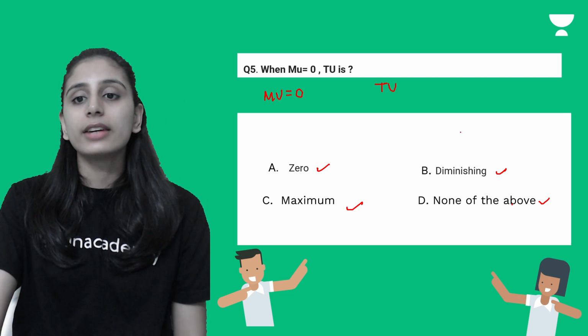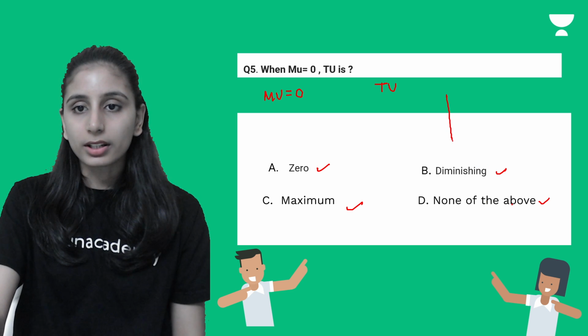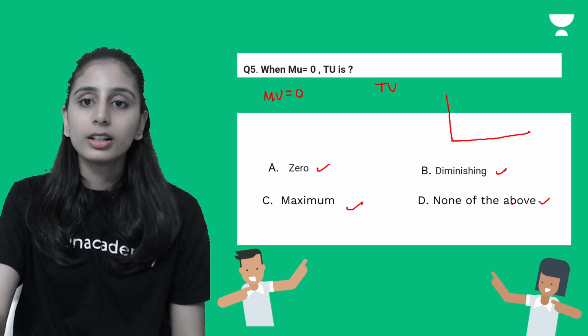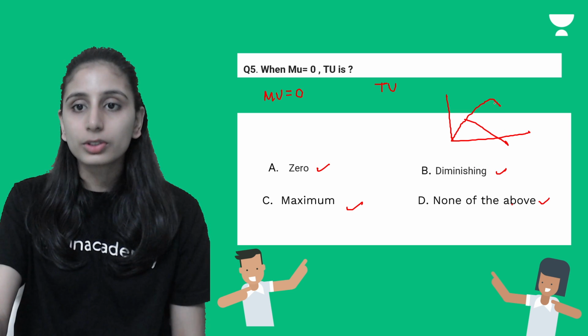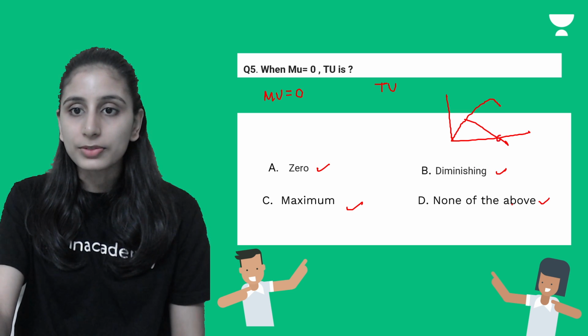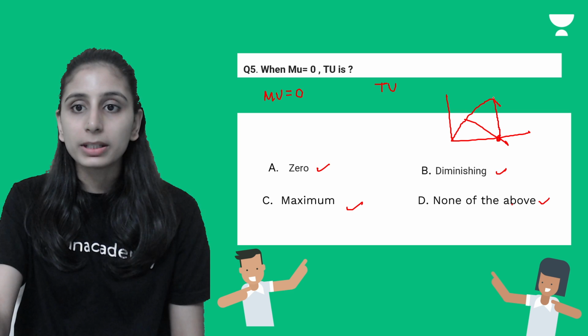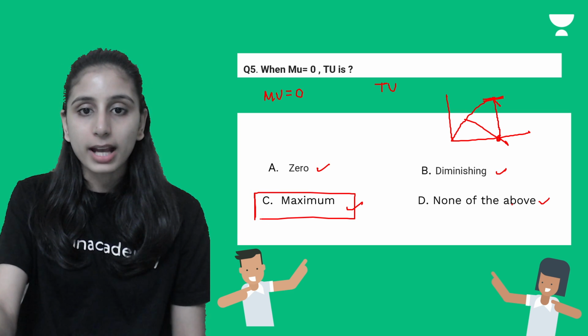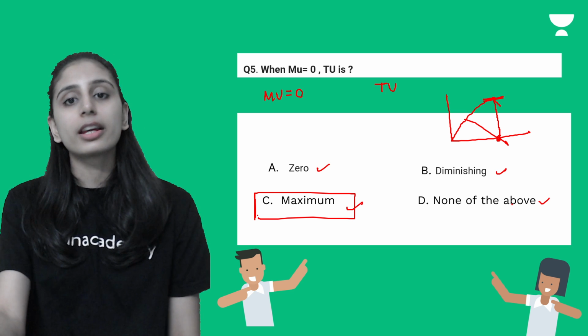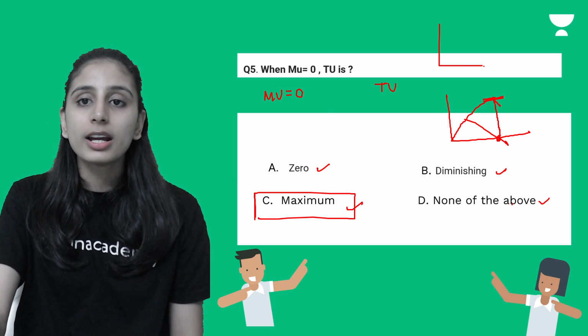Yes, we have seen. Let's see from the graph. This is our TU curve. This is our MU curve. So when our MU is 0, our TU would be maximum. The correct answer is C, which is maximum. I think it is clear from the graph. You just need to remember it, it is that simple.